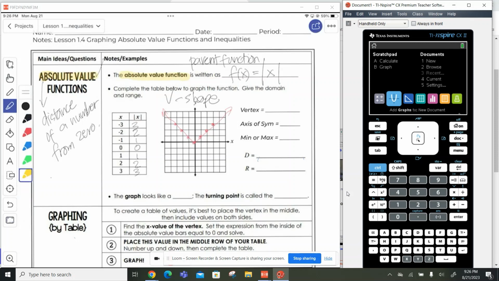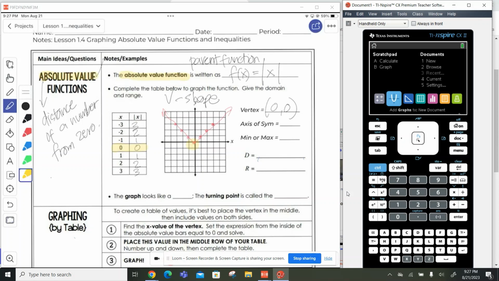First is the vertex. The vertex is the turning point. So it's right here, and that point is 0, comma 0. From the table, it's right here in the middle. So your vertex should be in the middle of the table. Again, that vertex should be in the middle of the table.